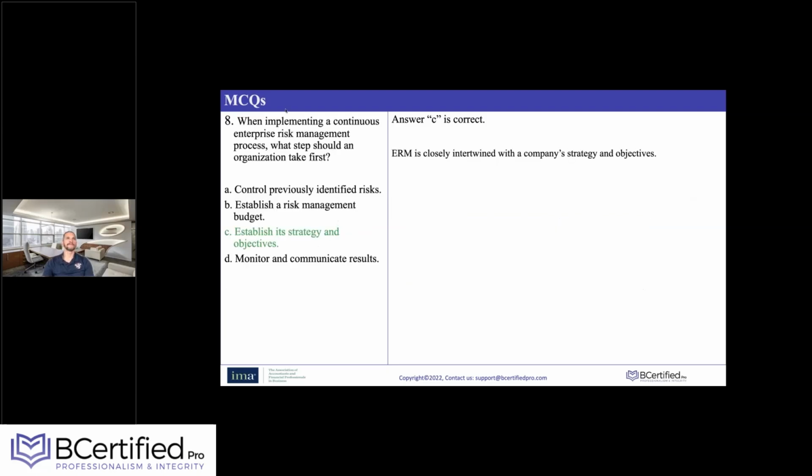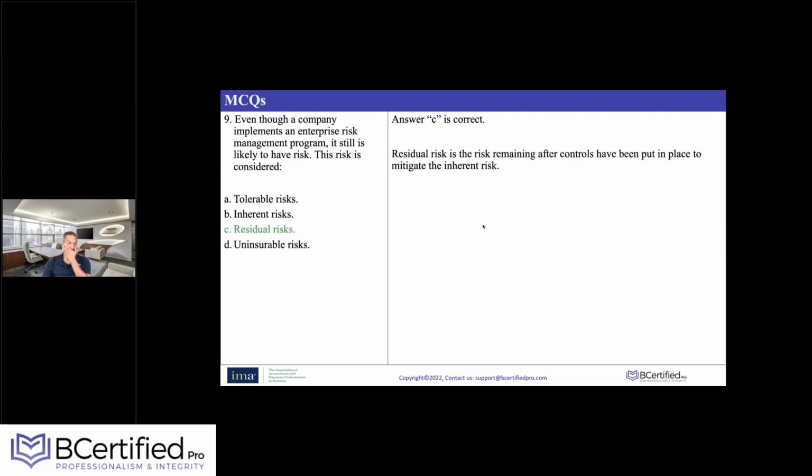Number 8, when implementing a continuous enterprise risk management process, what step? Oh, we already did that. I don't know why I have it twice. My bad. Well, let's disregard that.